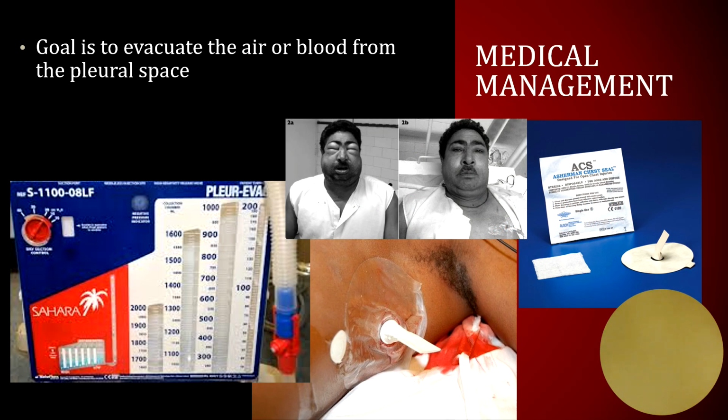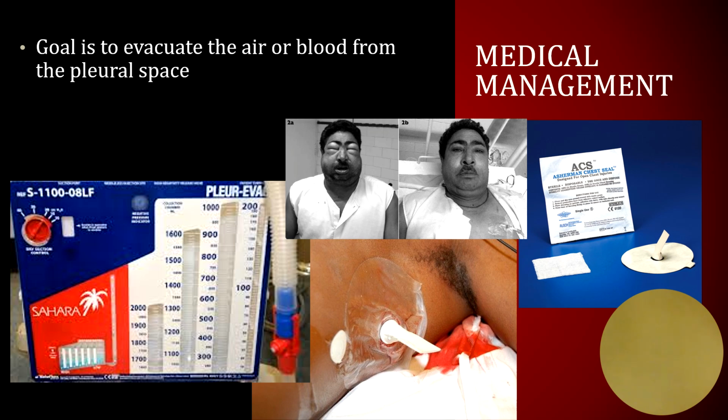So what do we do about it? Our goal, of course, is to evacuate that air or blood from the pleural space. If it's just a mild pneumothorax, it may not require any treatment, just monitoring. If there's an open wound, until provider treatment is available, it's important to cover that open wound with a sterile vented dressing, meaning that we're going to tape the dressing on 3 sides only, and this will allow air to escape, but it does not allow air to re-enter that pleural space.